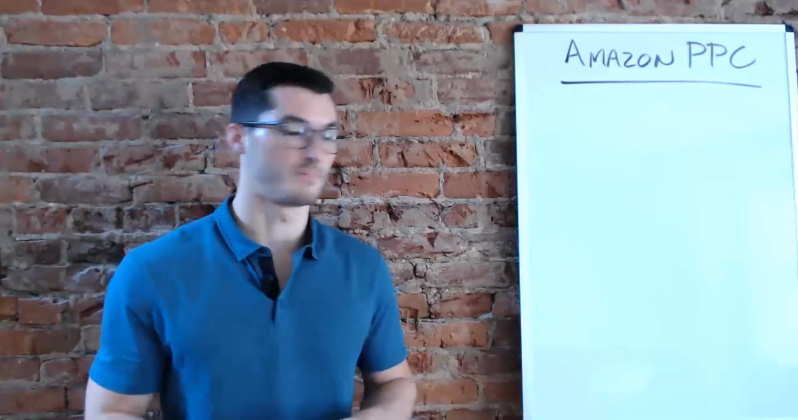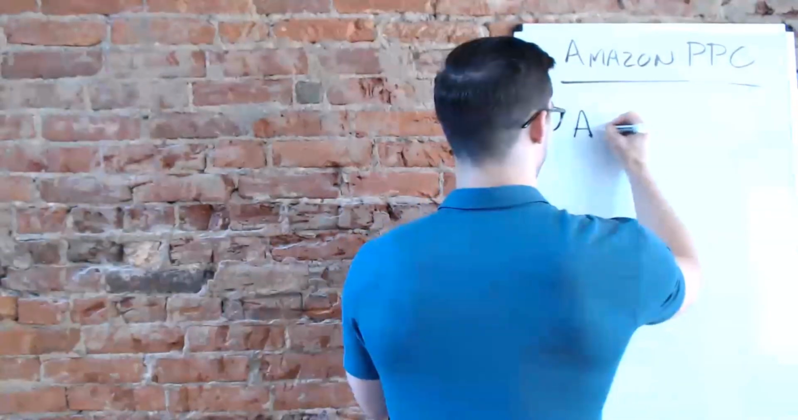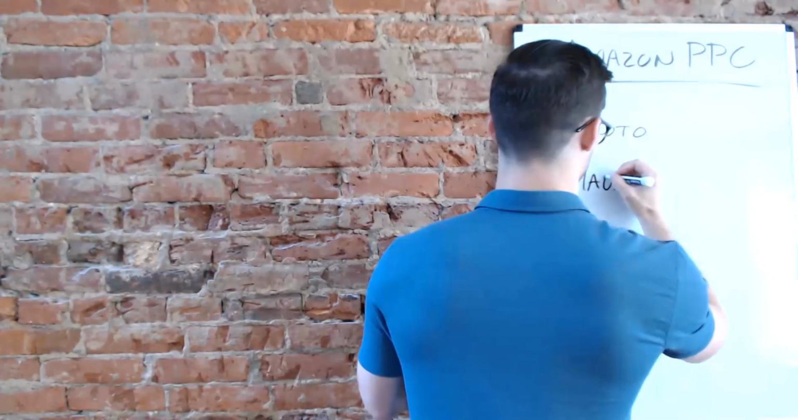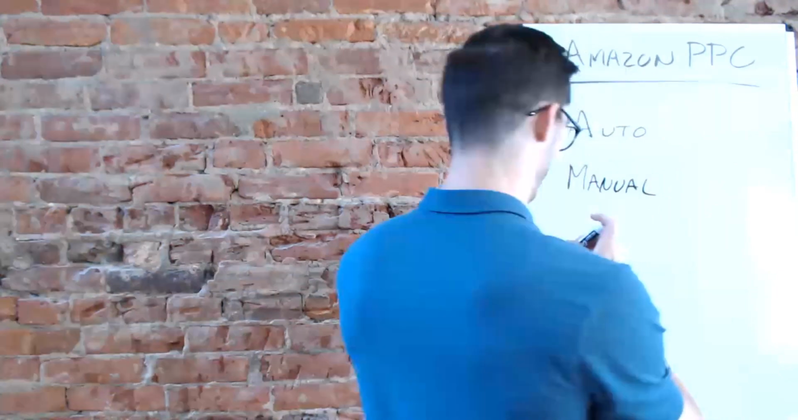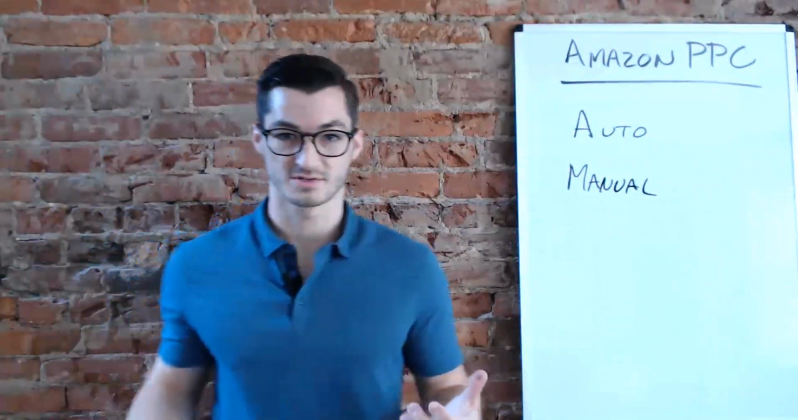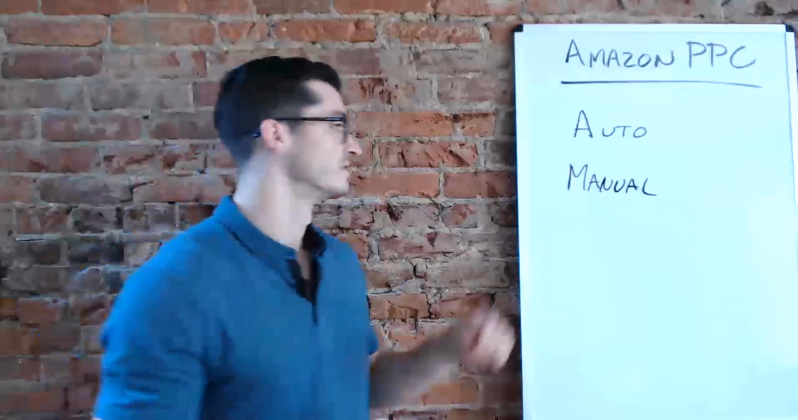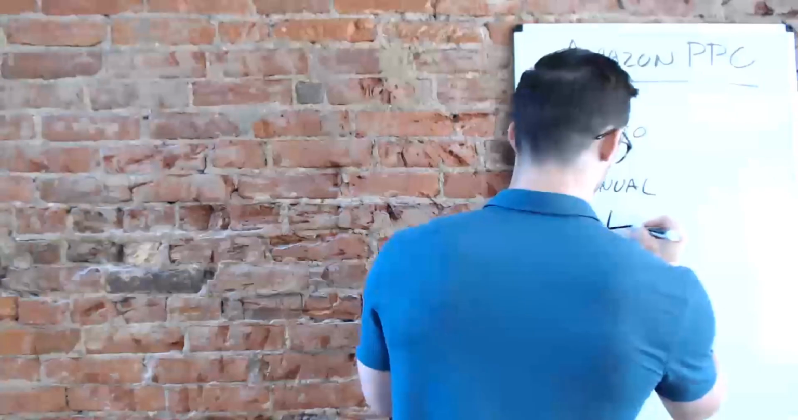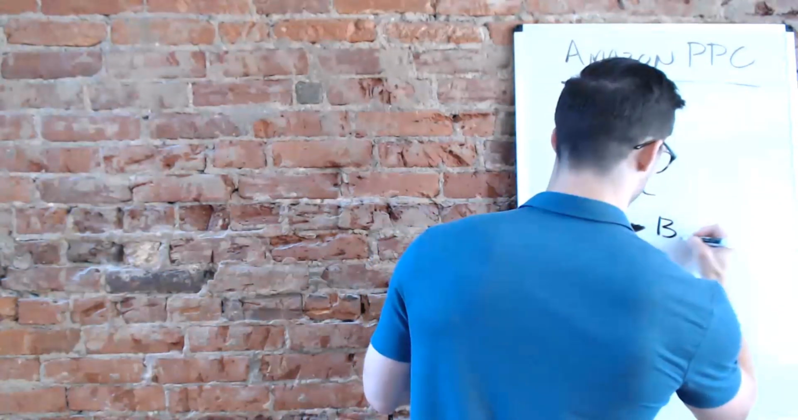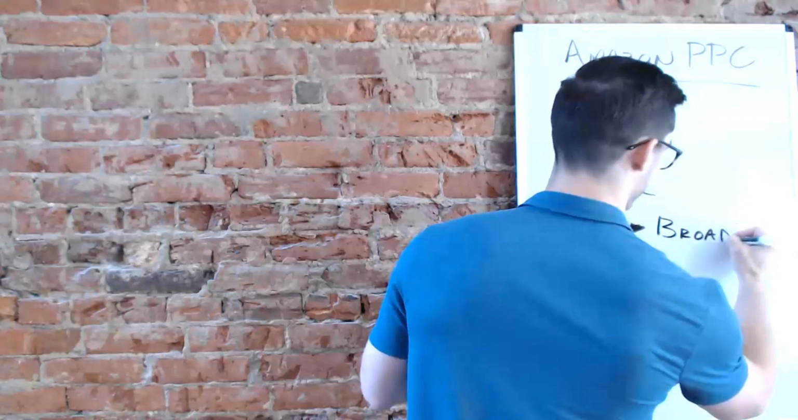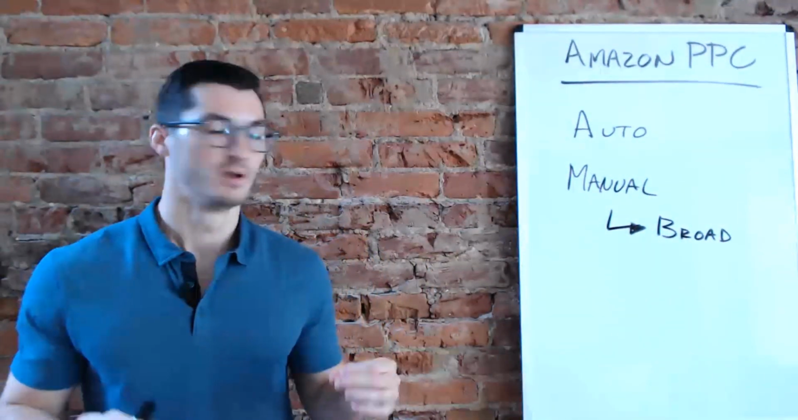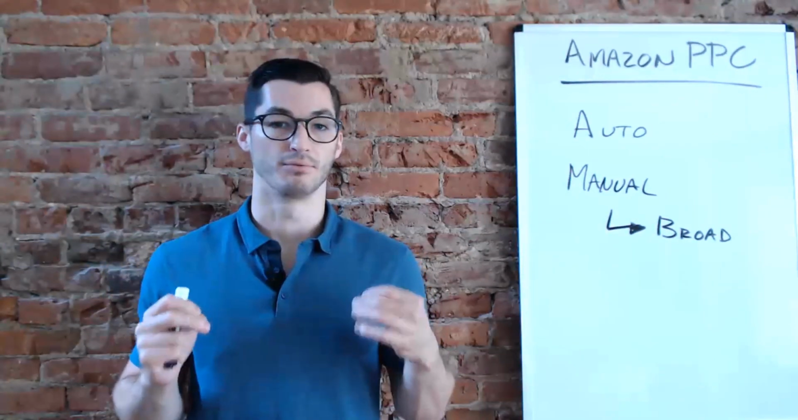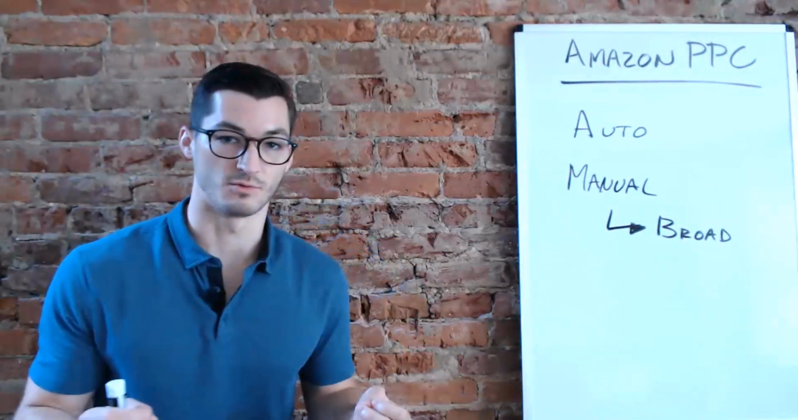The way that I would set it up is I would run an auto and a manual campaign right from the start for this single SKU. So the single SKU will set up an auto and a manual. Within the manual, we'll add a broad match type ad group. This ad group will only contain our broad match type keywords.